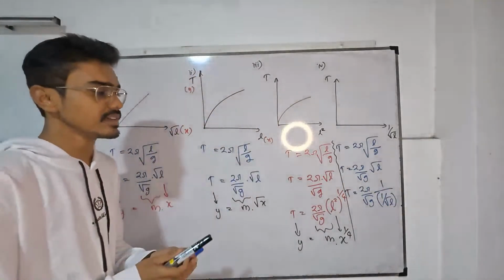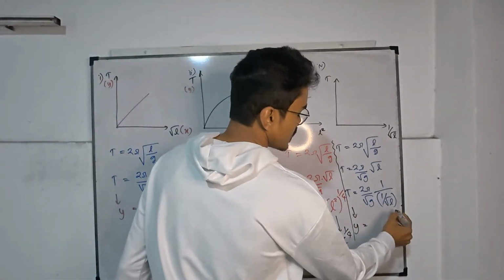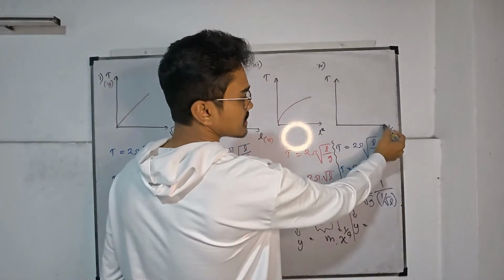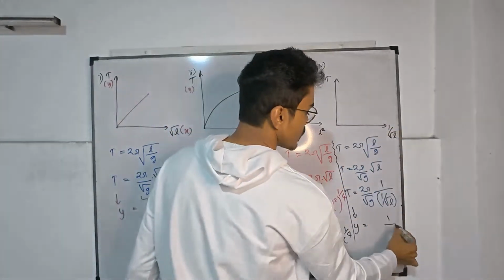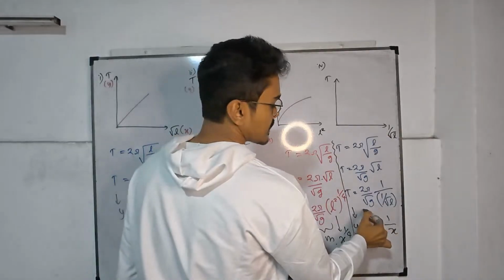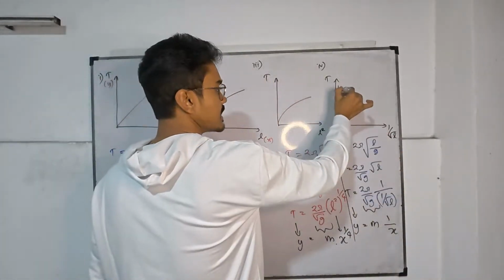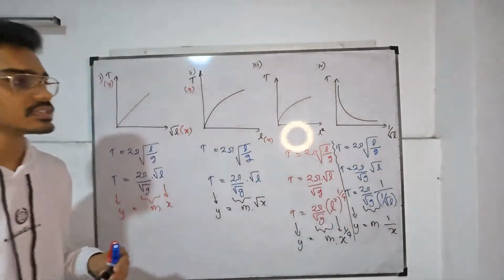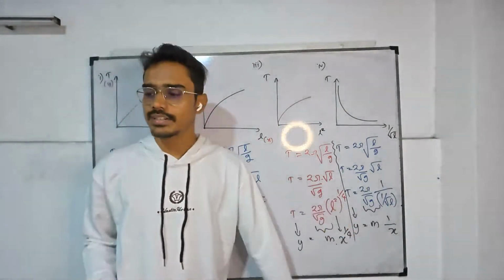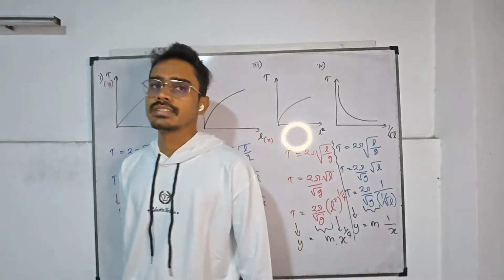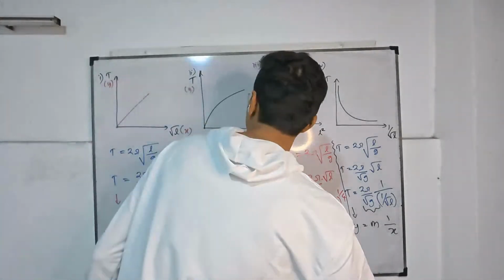Now, identify the variables. T is y. 1 over root L is x. See, from the graph, 1 over root L is x. So, that is 1 over x. So, whatever it is as the product here is m. Y equals m times 1 over x. That is an inverse curve. Right? Next one.